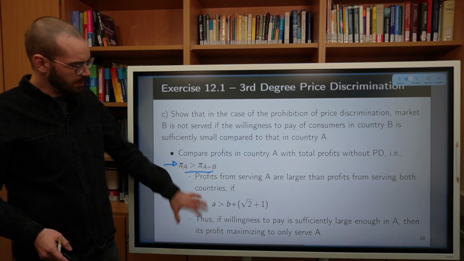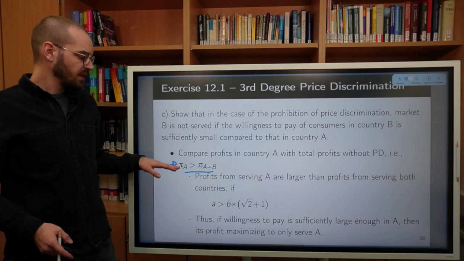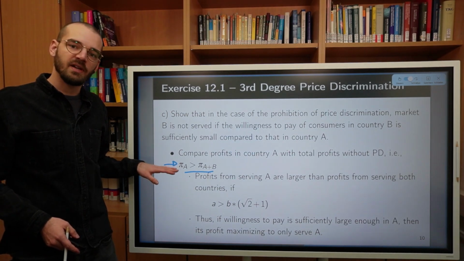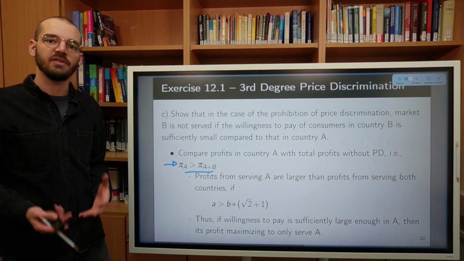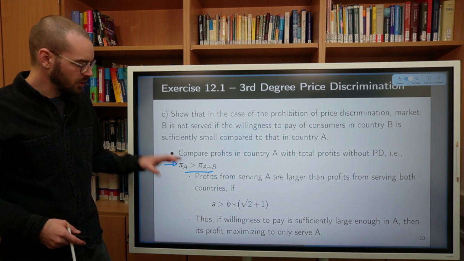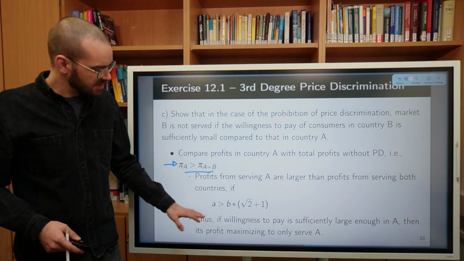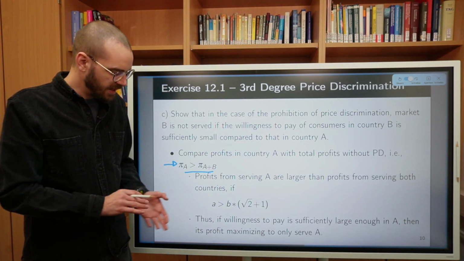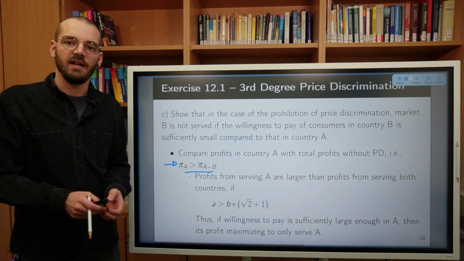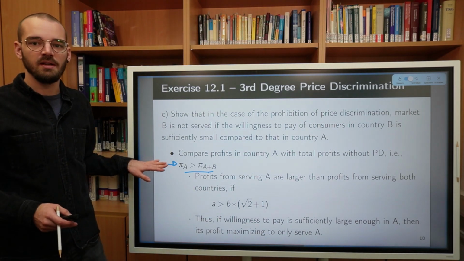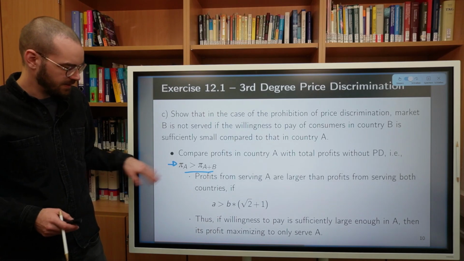Again, this is simply by substituting the expressions for these profit functions and then rearranging the inequality until we have solved it for parameter A. Doing this yields the condition A has to satisfy in order for this condition up here to be valid.